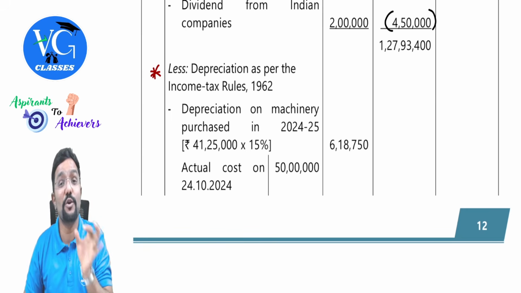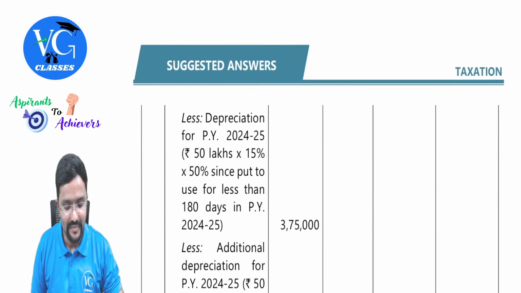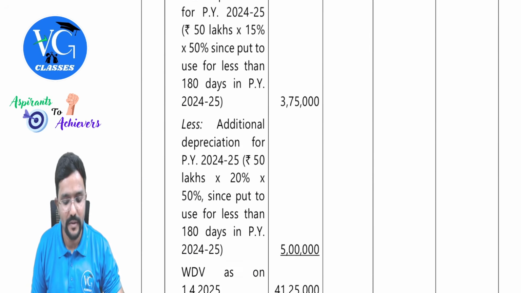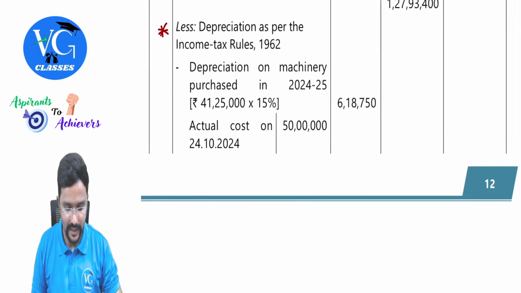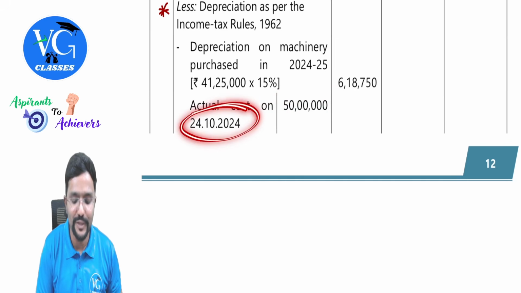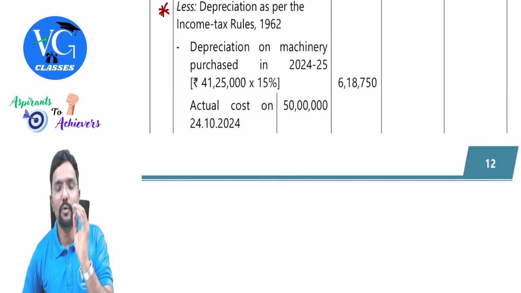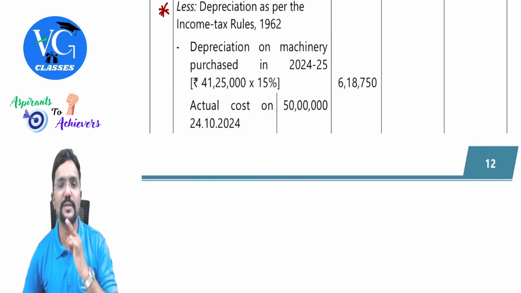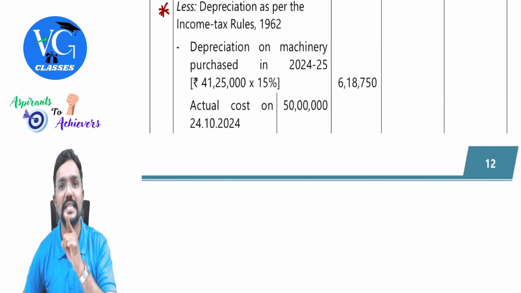First, we need to calculate what is the opening WDV. Important, guys, opening WDV. Where is it? Yeah, they have taken it here. Actual cost is 50 lakh as on 24th October 2024. Now tell me, last year the asset was put to use for how many days? Less than 180 days.